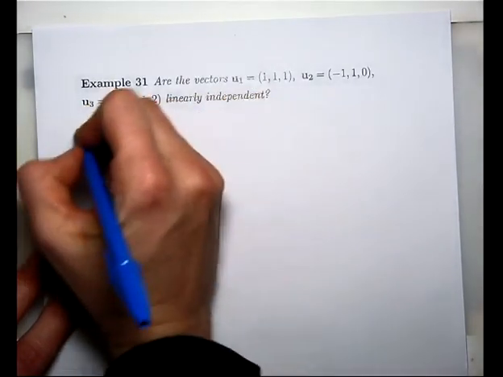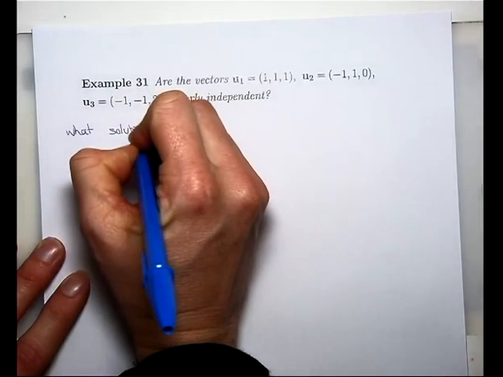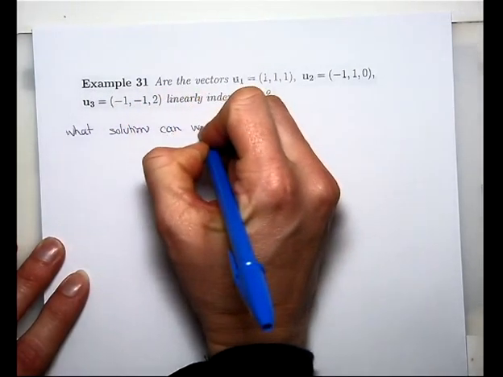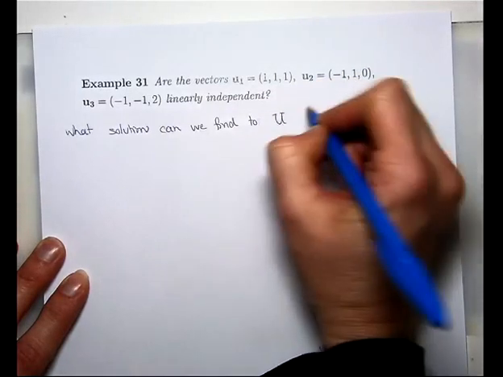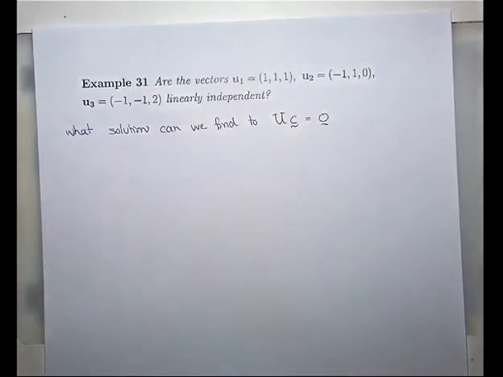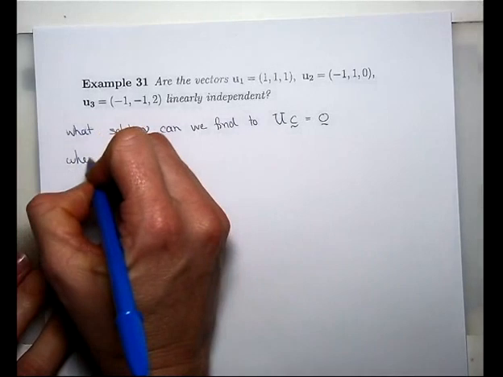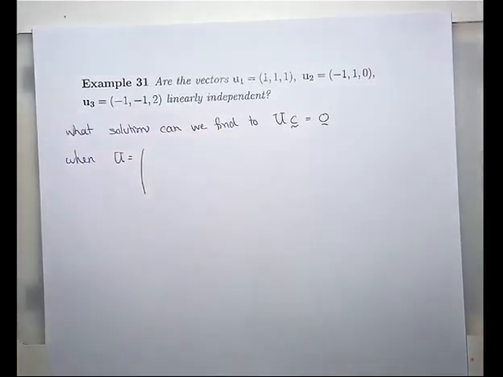So the question is, U, that's a capital U, times this vector of unknowns equals 0. So what solutions can we find to this little equation when this capital U is equal to... And I'm going to get these vectors and I'll put them in as the columns, because this is where they come from.